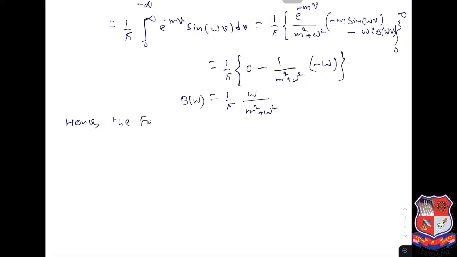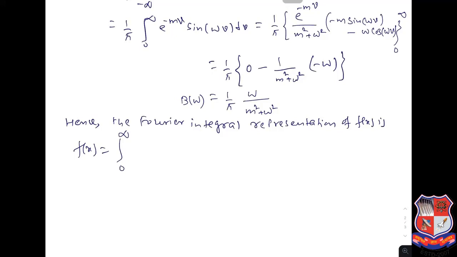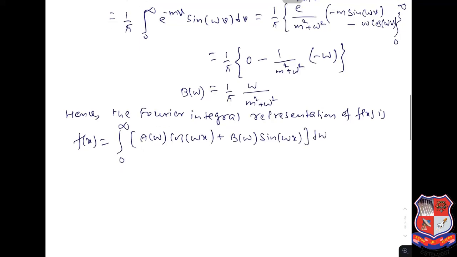Hence the Fourier integral representation of f(x) is equal to integration 0 to infinity a(ω) cos ωx plus b(ω) sin ωx dω.